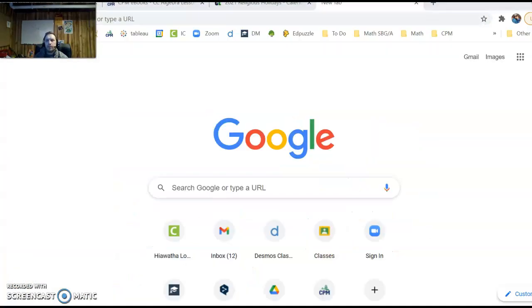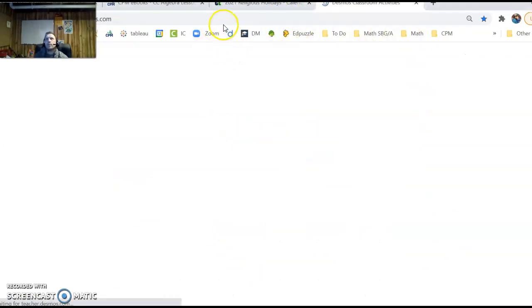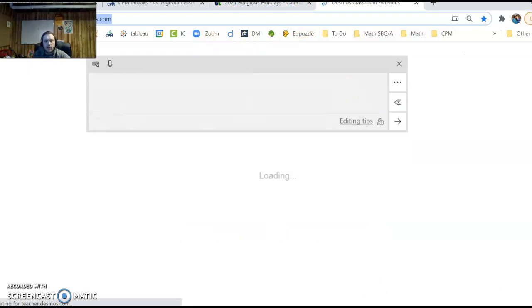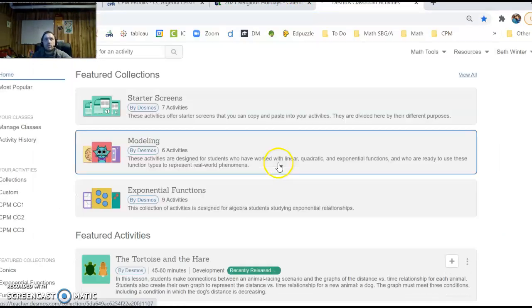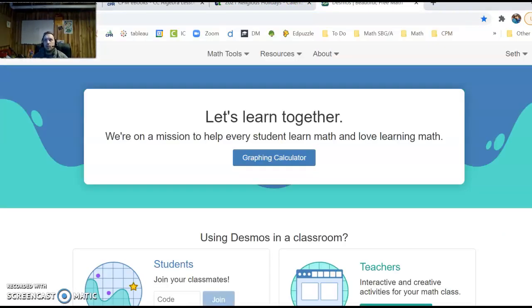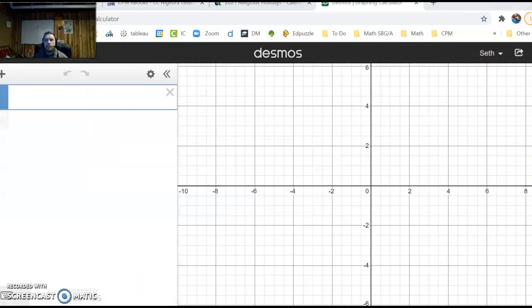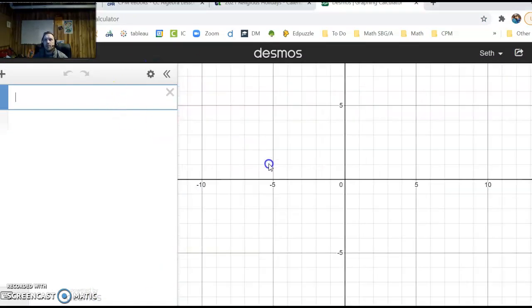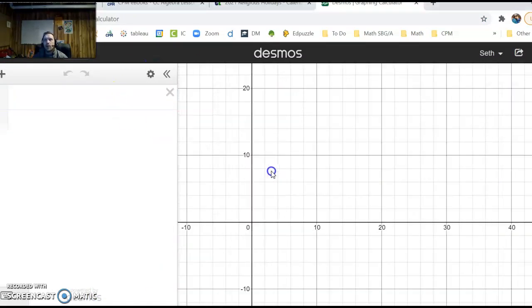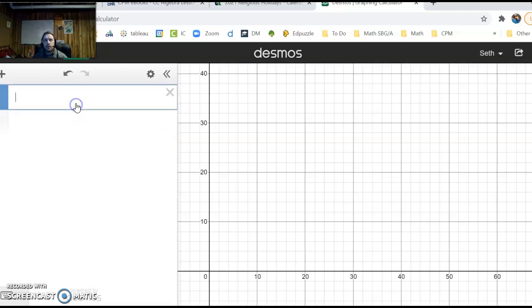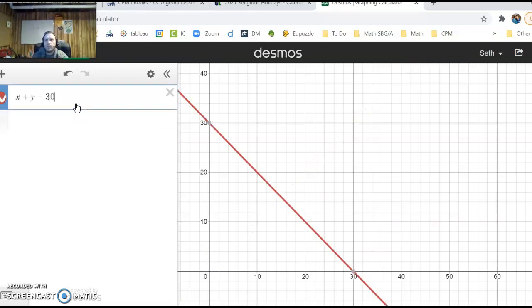Let's see. Where did I have that? Desmos. So let's do some graphing here. All right, so let's put in some of these equations. We said we know x plus y has to equal 130. So x plus y equals 130.